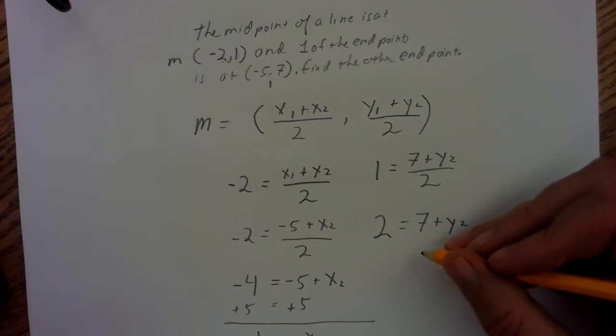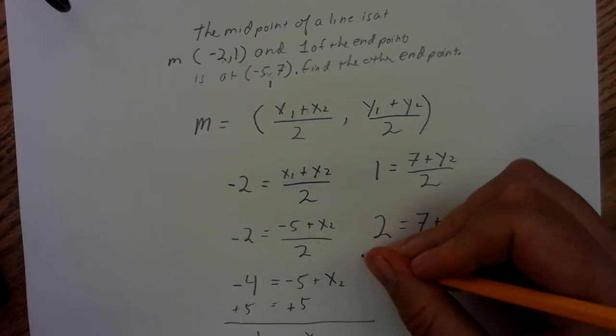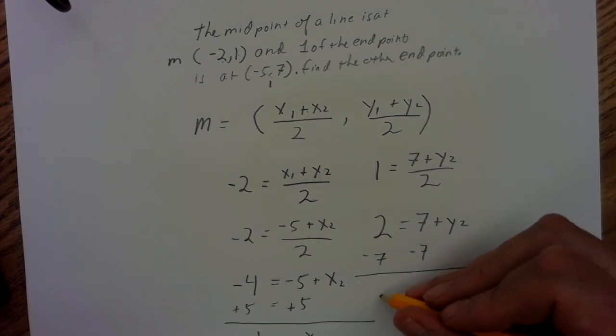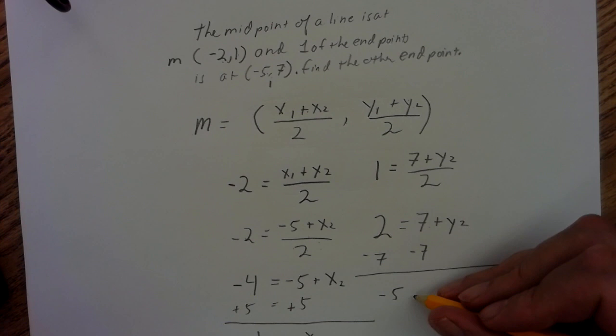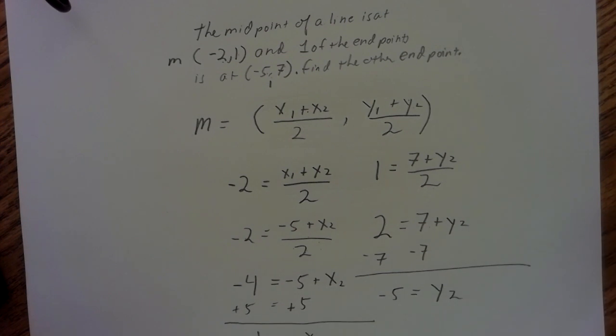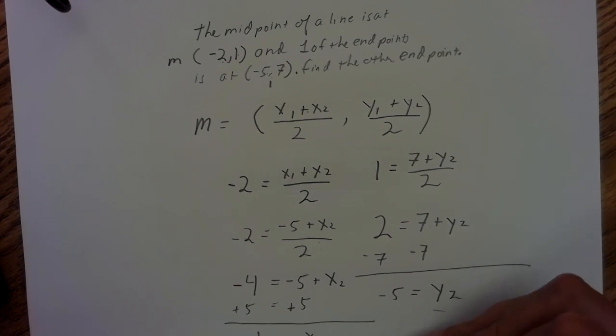We're going to subtract 7 from both sides. And that's going to leave us with -5 is equal to y2. So we have our x value, we have our y value, so the other endpoint is 1, -5.